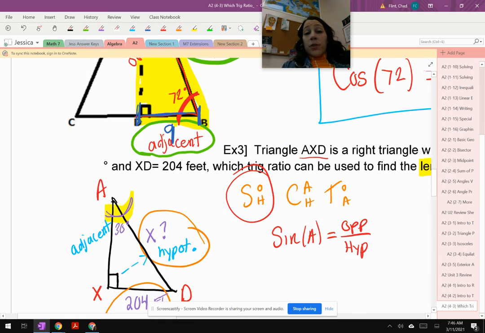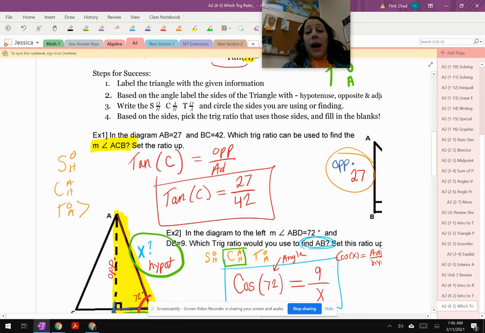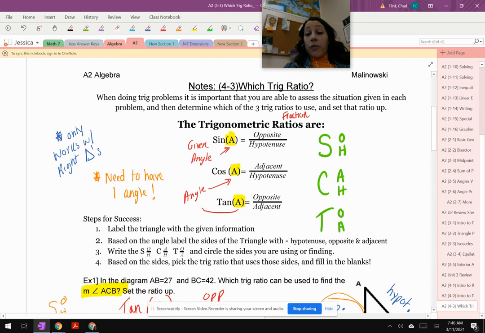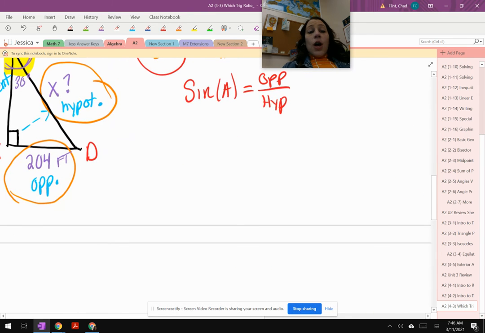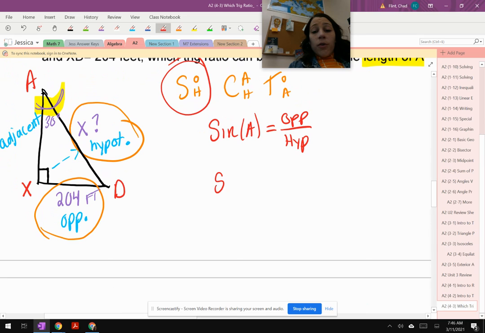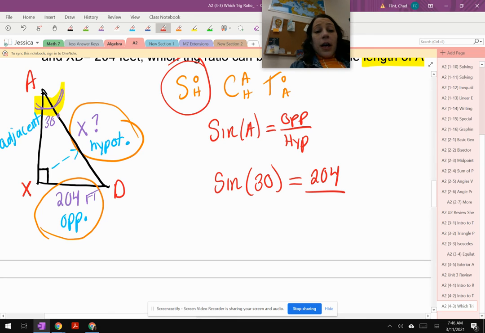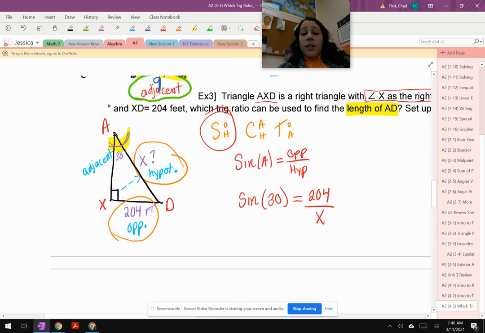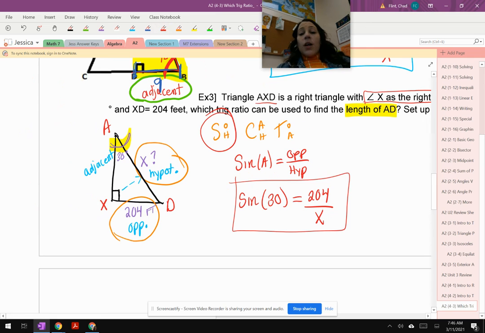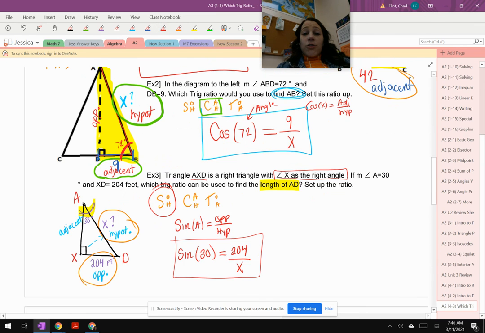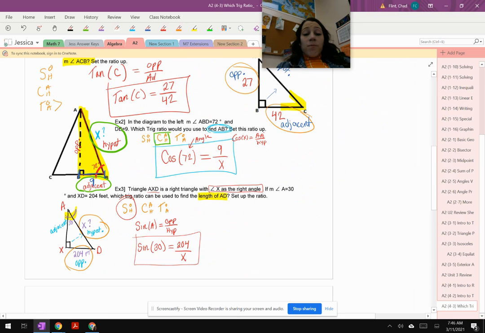That's the formula that we got right from here, right? Sine of A is equal to opposite over hypotenuse. So now we know that angle A is 30. So in for A, I can put 30, because that's the angle we're using. The opposite side goes on the top of the fraction, or the numerator, which was 204. And the hypotenuse was that X that we were looking for, which goes on the bottom. So there we have the trig ratio set up. You have to draw and label the picture, otherwise you're going to have a real hard time.